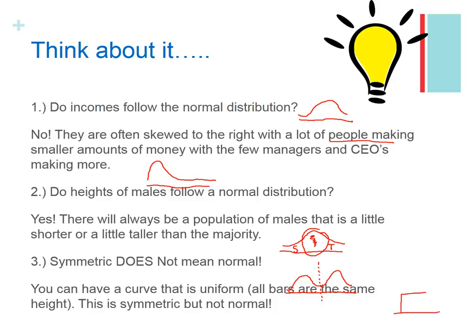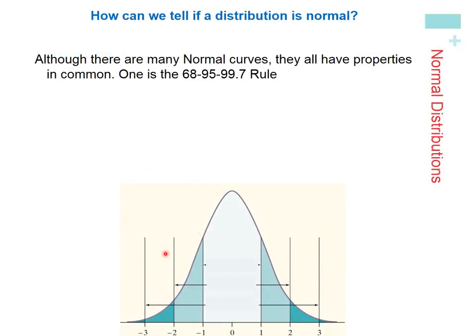Okay, so I can have a bar. I can also have a curve that is uniform. So remember that uniform curve that we talked about, where all bars are the same height? It's also symmetric, but it's definitely not normal. Okay, so how exactly can we tell if a distribution is normal?